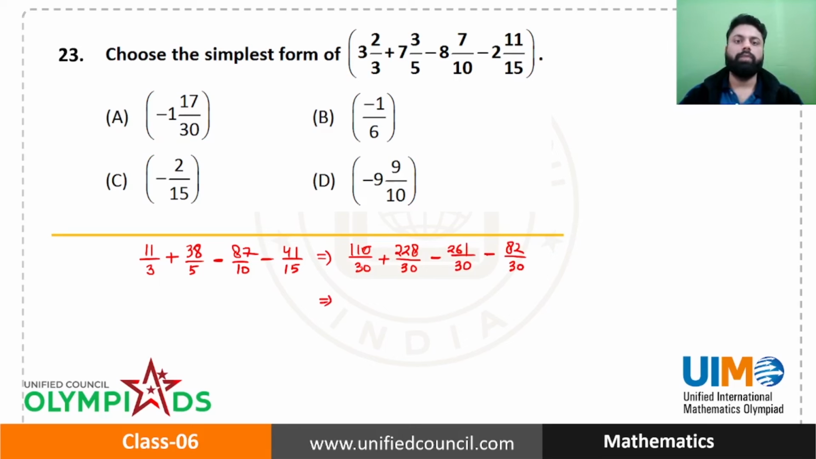So this is 110 plus 228 is 338, minus 261 is 77, minus 82 is minus 5. So this is minus 5 upon 30, that is equal to minus 1 upon 6. B option is the correct answer.